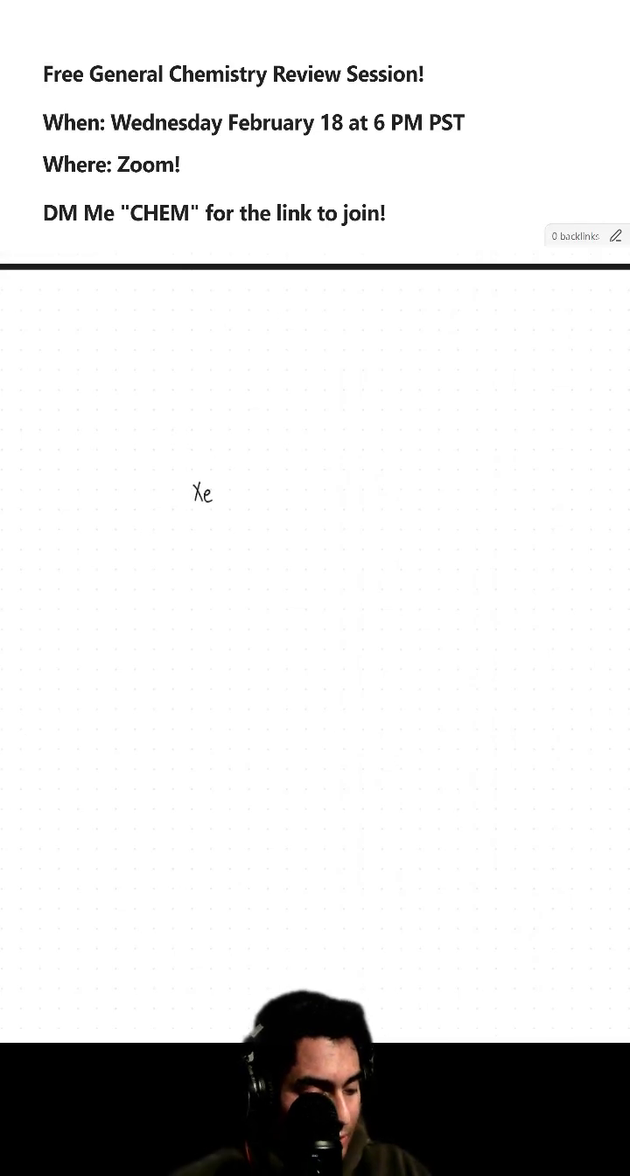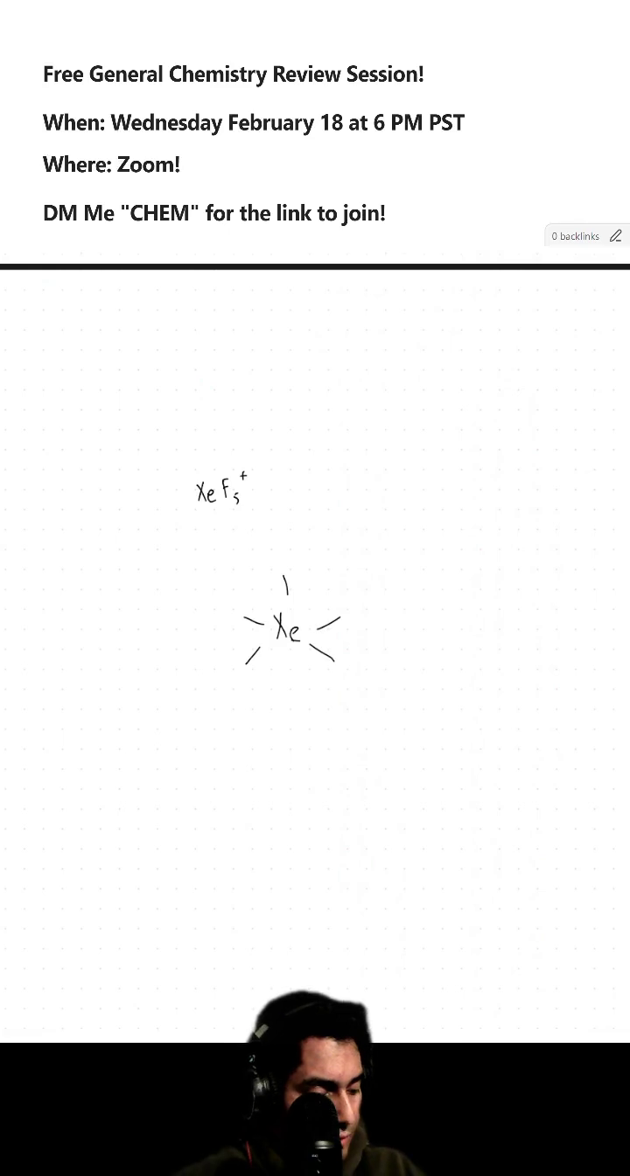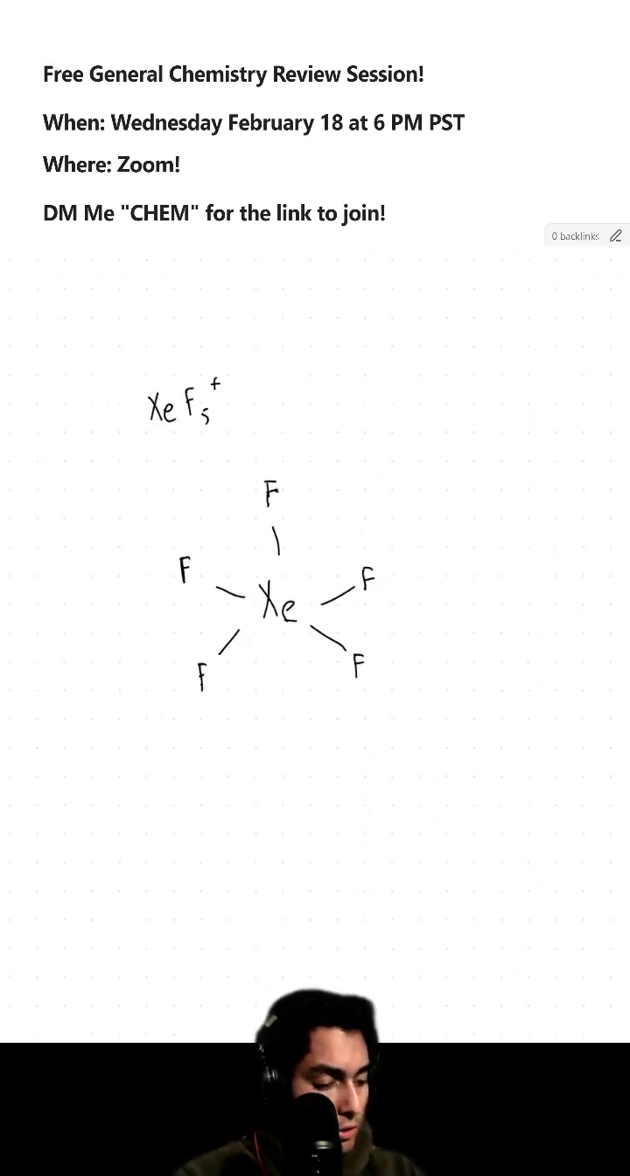So I'm going to do XeF5 plus. If I have Xe, that's telling me I'm bonded to 5 different F atoms, just like that. So if I have XeF5 plus, I need to make sure that my octet is going to be either complete or broken. So if I have 1, 2, 3, 4, 5, I need 2 more valence electrons to have that formal charge of 0.